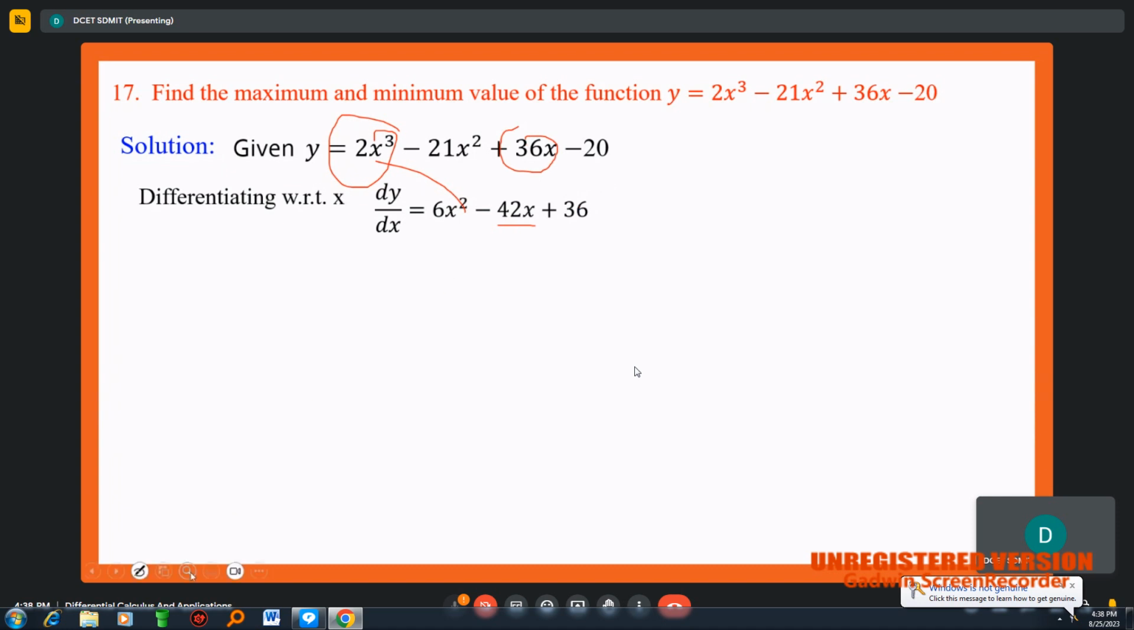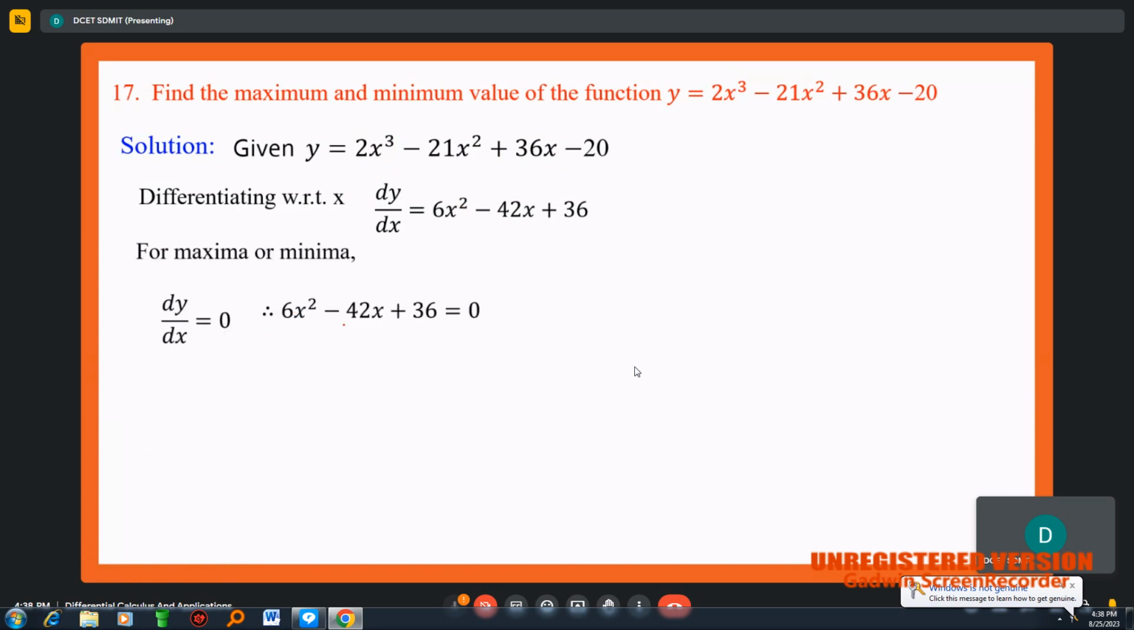Now we have to set dy by dx is equal to 0. dy by dx is equal to 0 means 6x square minus 42x plus 36 is 0. Next, 6 into x square minus 7x plus 6 is 0. Now for this, we are getting the quadratic equation. By factorization method or formula we can find out the x value. We are getting x minus 6 into x minus 1 is equal to 0. Therefore we are getting x is equal to 1 comma 6.